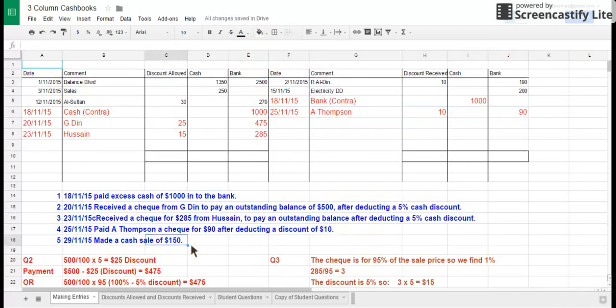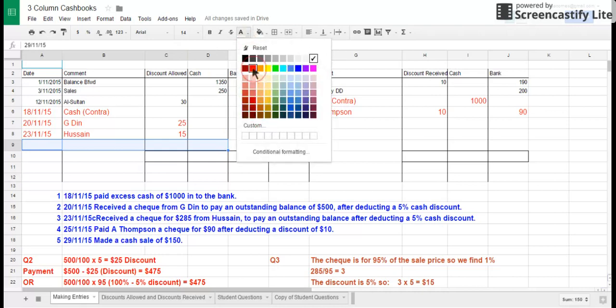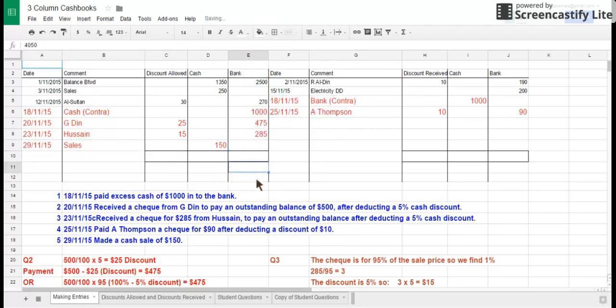And then one final transaction, we made a cash sale for $150. That's just going to be a debit entry in the cash. Right.